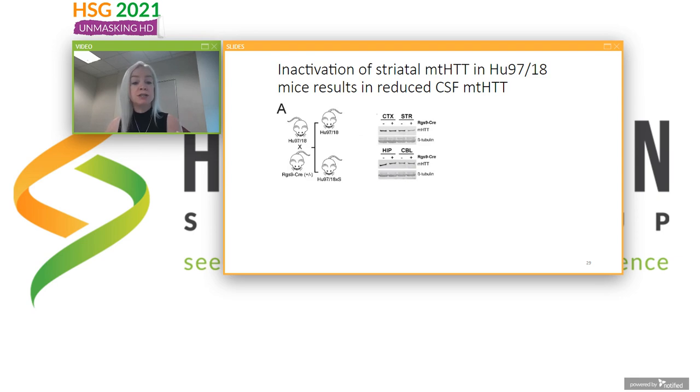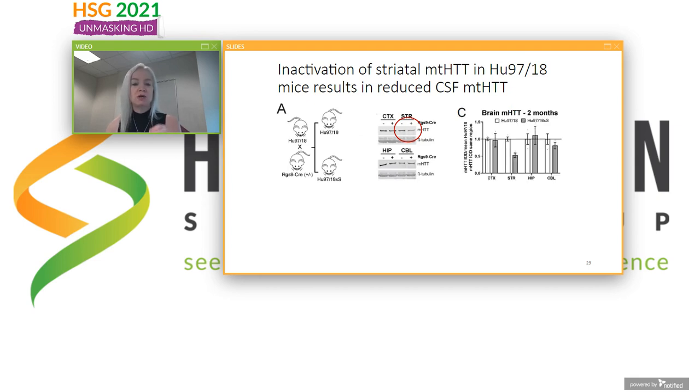So by crossing to Cre mice, we're able to genetically inactivate that mutant Huntingtin transgene. And we've crossed them to RGS9 Cre mice, which causes a reduction of the mutant Huntingtin in the striatum. And this is a very specific reduction. We only see this change in the striatum, not in the other brain regions that we've looked at. And it should actually be specific for striatal neurons, though we haven't confirmed that yet.